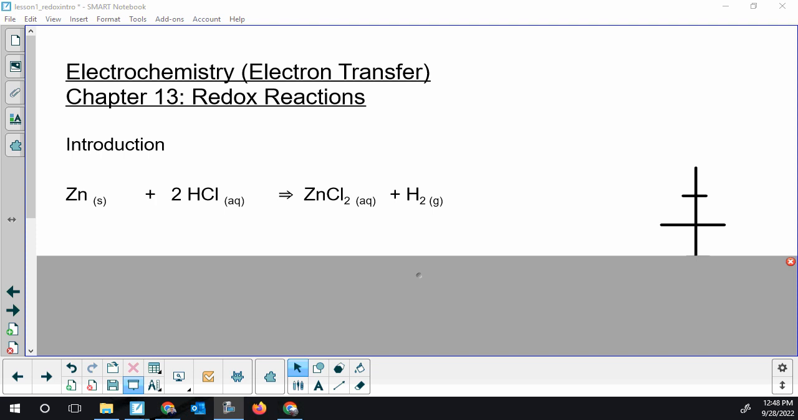So we're starting into electrochemistry. I have a single replacement up. And one thing I'll come back and emphasize in the future is that every single replacement is a redox reaction. There's always an exchange of electrons in single replacements. Not every chemical reaction has an exchange of electrons. Okay? Double replacements never do.